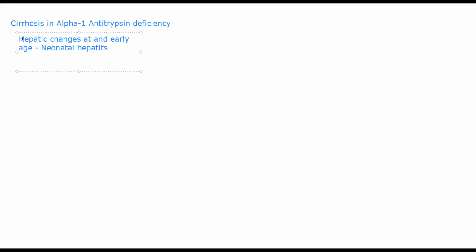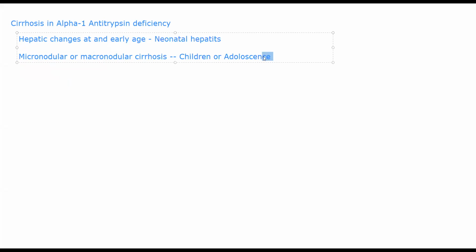So specifically, it can also cause micronodular or macronodular cirrhosis. This is in children or in adolescence. So this is about alpha 1 antitrypsin. You don't have a lot about it. The rest of the types are very small types. They don't have a lot of description in them.